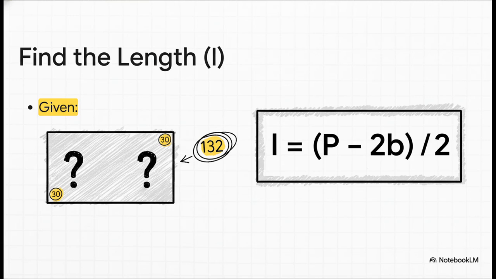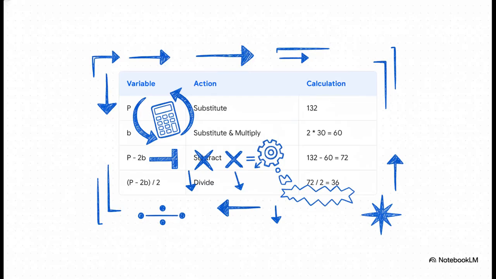Using our new skills, we can shuffle it around to make L, the length, the new subject. So now, imagine someone tells you the total perimeter is 132 and the breadth is 30. With our rearranged formula, finding the length is going to be a piece of cake. And check out how easy it is to plug in the numbers now.